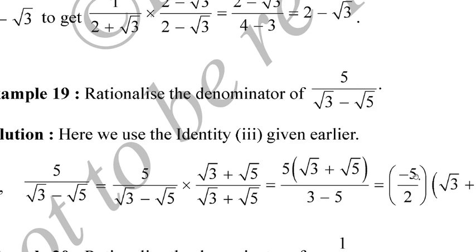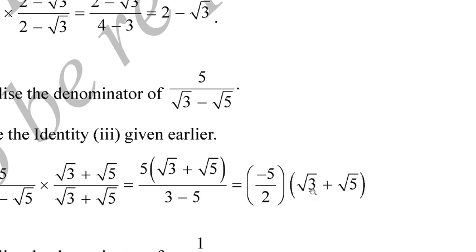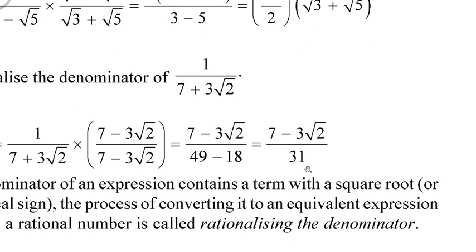The denominator, 3 minus 5, will be minus 2, and the numerator takes the minus because of its denominator. So our answer is minus 5 by 2 bracket root 3 plus root 5. I think you understood this. If you have not understood, you can replay this video.